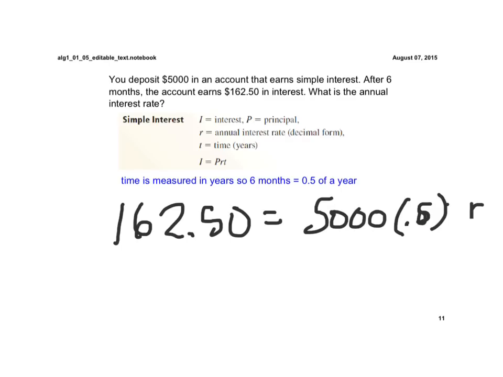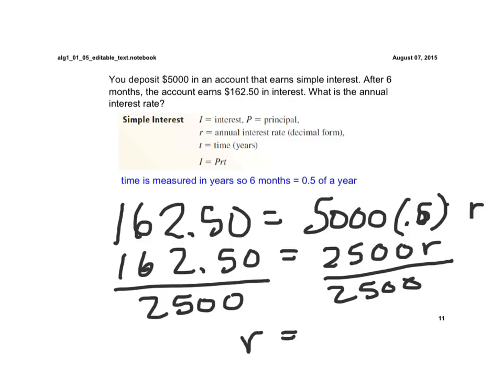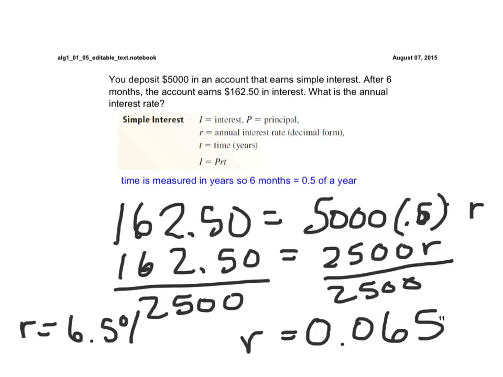So we do this, we have 162.50 equals 2,500 R, and now we divide both sides by 2,500 to find our interest. And so our interest rate, so when we divide this, we get R is equal to 0.065, and if we write that as a percent, the interest rate would be 6.5%.